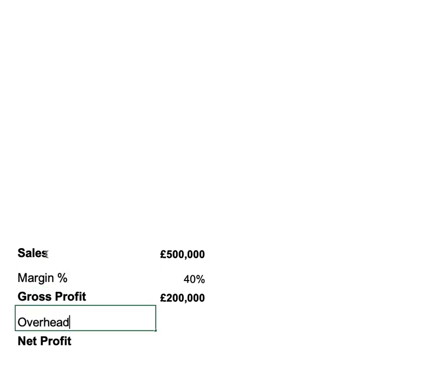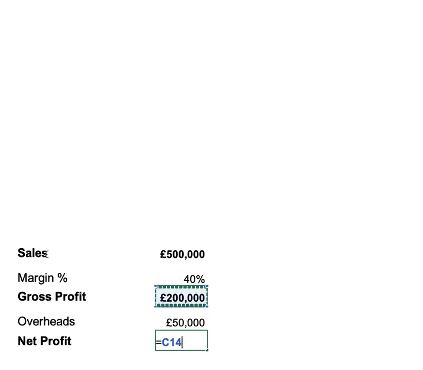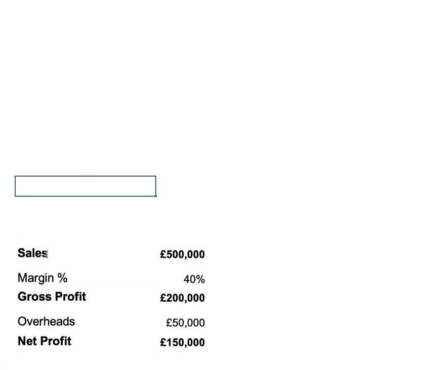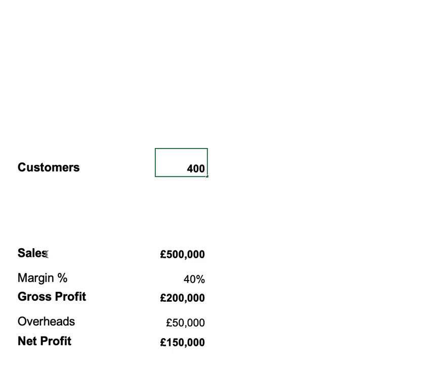We've got some overheads. Obviously we can pick up all this information from our management accounts or last set of financial accounts. So with overheads of 50,000, we're ending up with a net profit of 150,000. From our records, we also know how many customers we had. So 400, I guess it'd be good to have more of those.